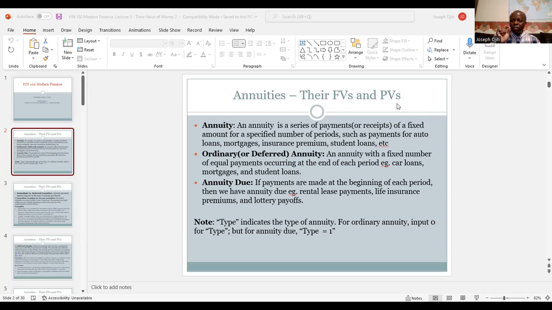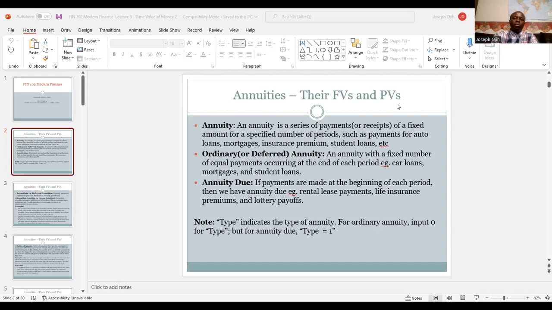They are fixed, they are periodic, and they last for a specified period of time. So, in other words, an annuity is a series of payments or receipts of a fixed amount for a specified period of time.